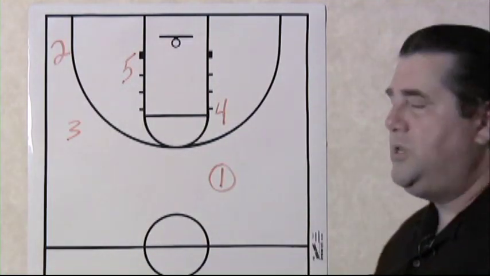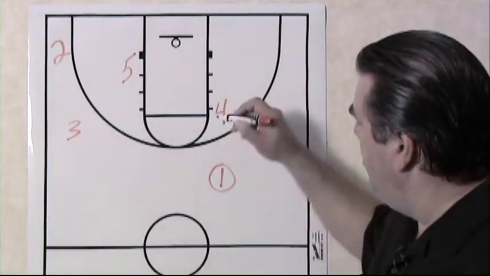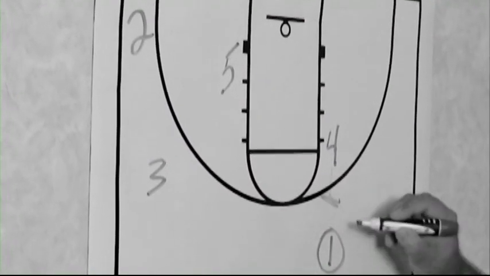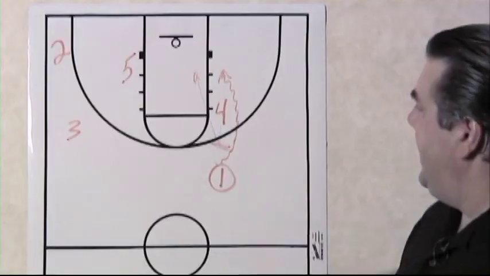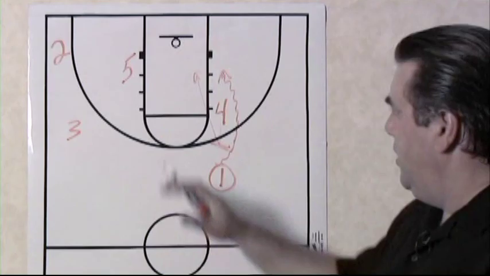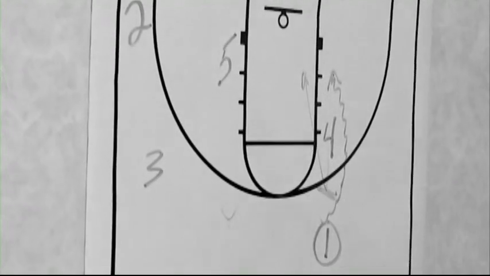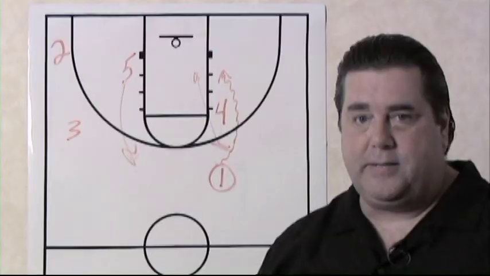The first option, and usually the easiest, if 4 is being pressured, we can't get the basketball to him, he can simply come up and set a ball screen for number 1. And 1 can drive off the ball screen from 4 with 4 rolling to the basket. And they can look to score. Anytime in this offense where 4 is rolling to the basket, 5's rule is always to flash out to the high post and get his defender away from the basket.